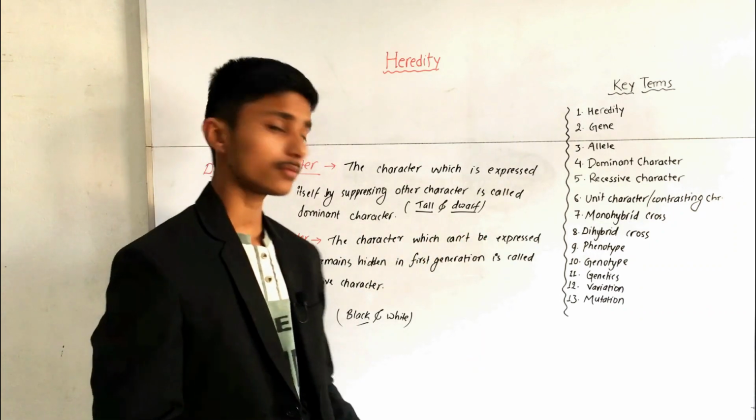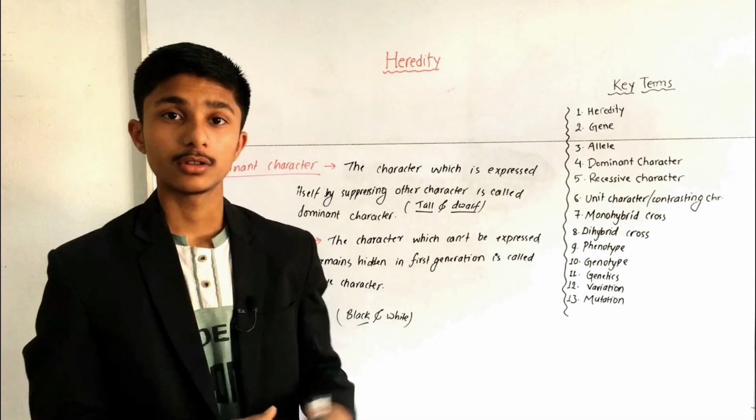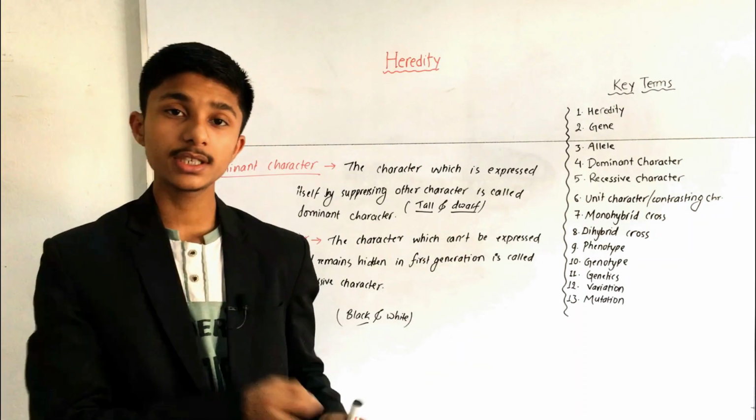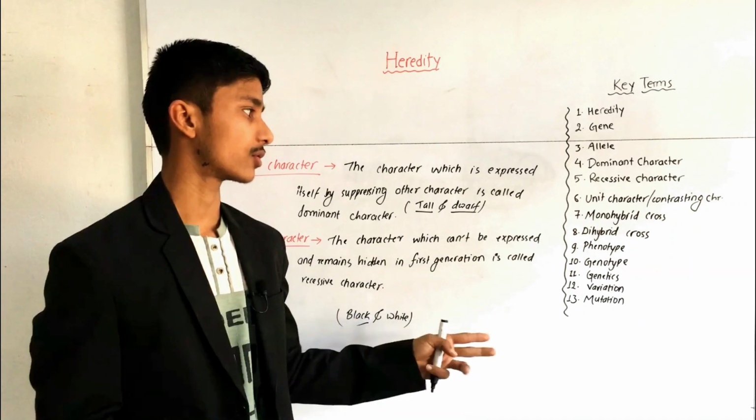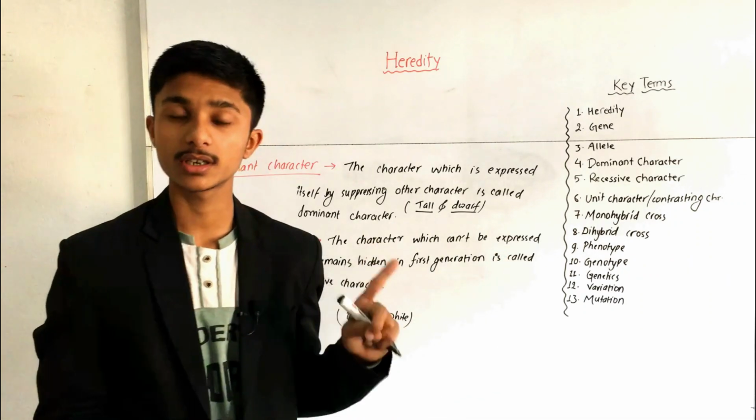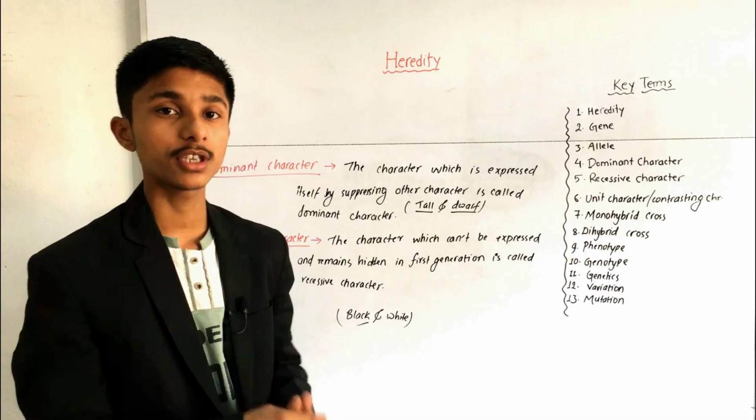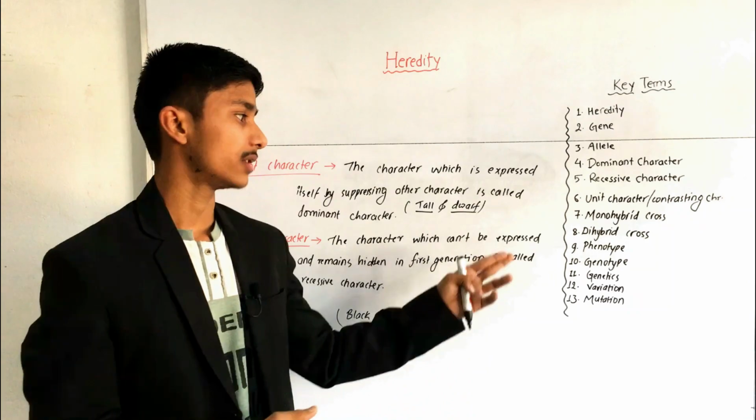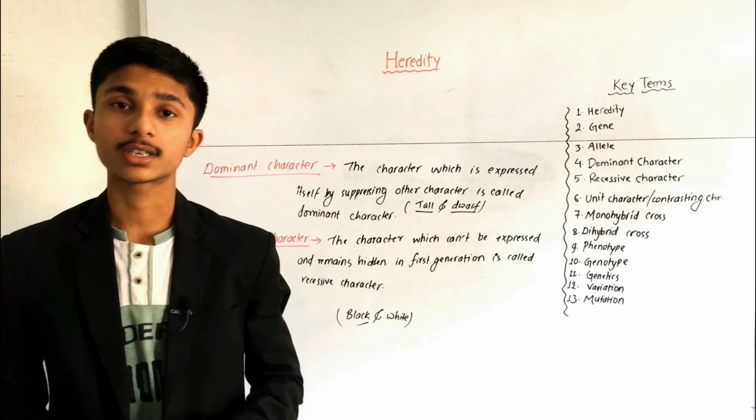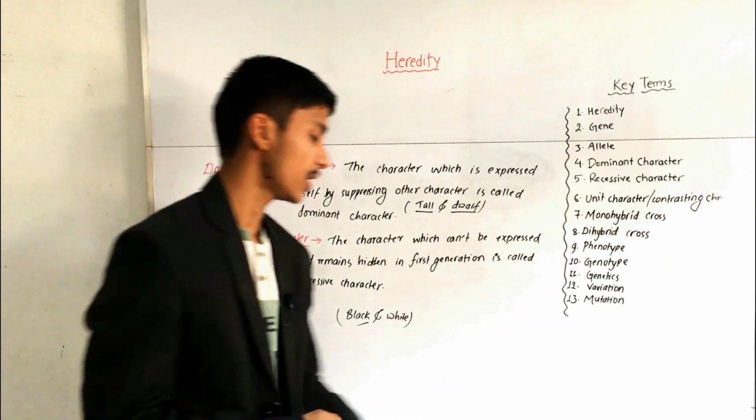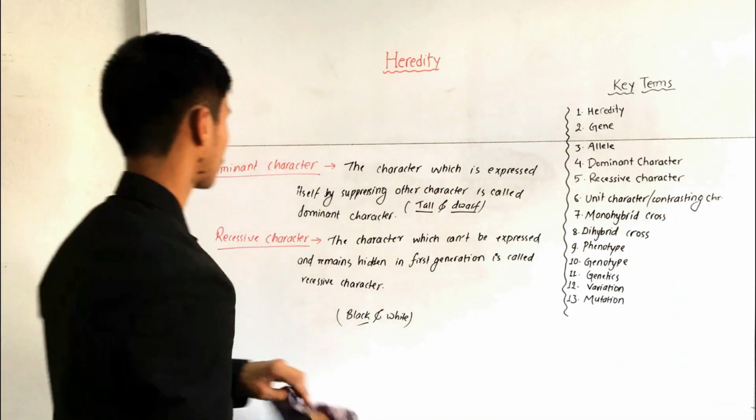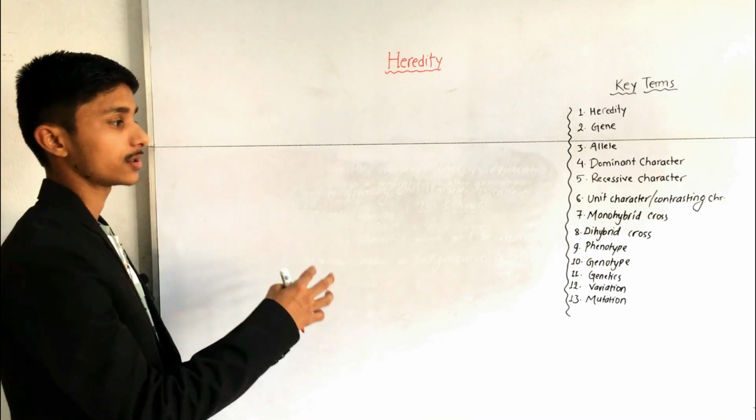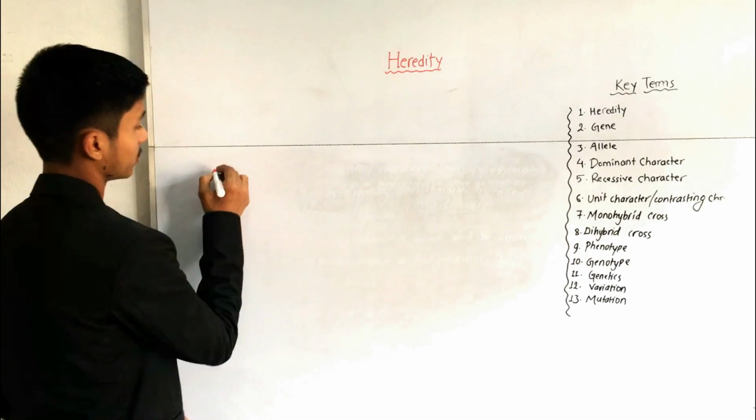Monohybrid cross. What is a monohybrid cross? When one unit character is involved in a cross, then that type of cross is called a monohybrid cross. Mono means single, and di means double. It means when two unit characters are involved in the cross, then such a cross is called a dihybrid cross. Okay, we write here now. Here we write monohybrid cross and dihybrid cross, and before that unit character.